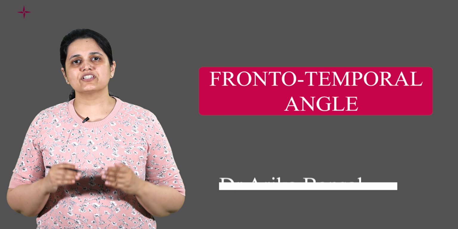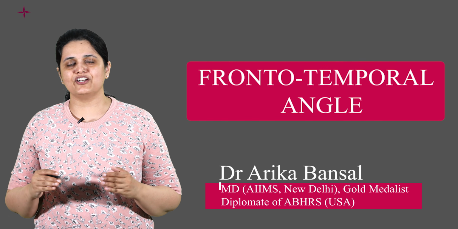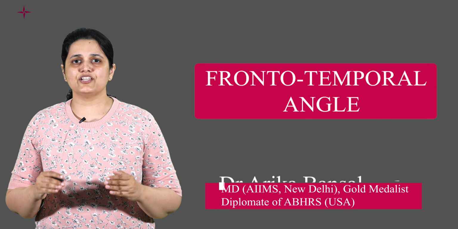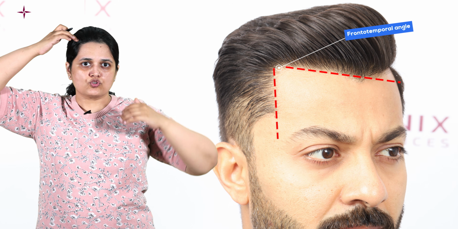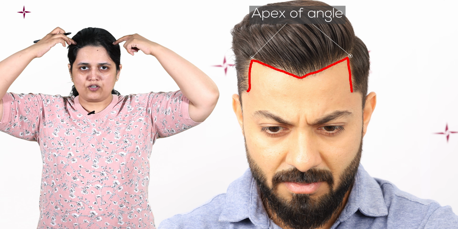Today I will talk about some basic points to consider regarding the frontotemporal angle in hair restoration surgery. The frontotemporal angle lies at the junction of the frontal hairline and the temporal hairline, somewhere here. This is present on both sides, and a normal male hairline is basically M-shaped, and the apex of the frontotemporal angle is on both sides like this.